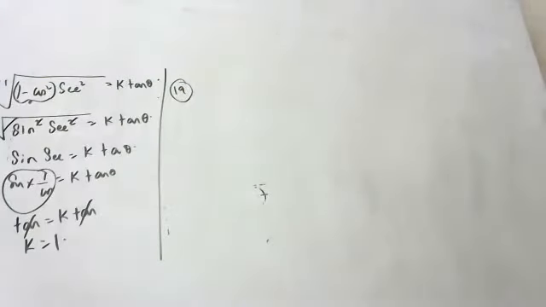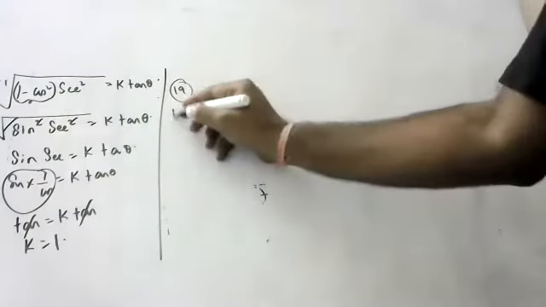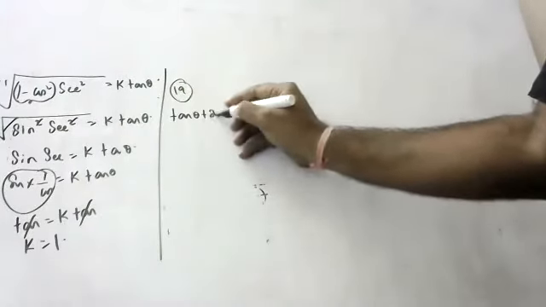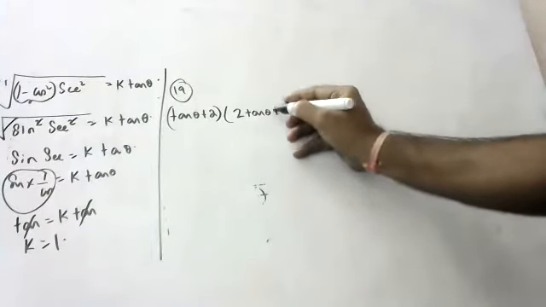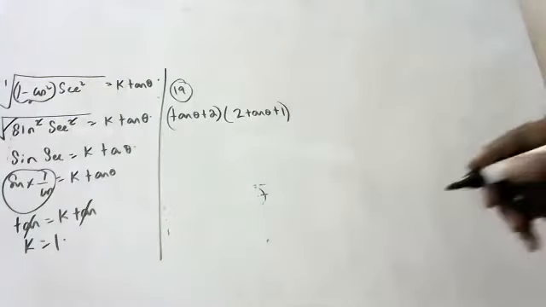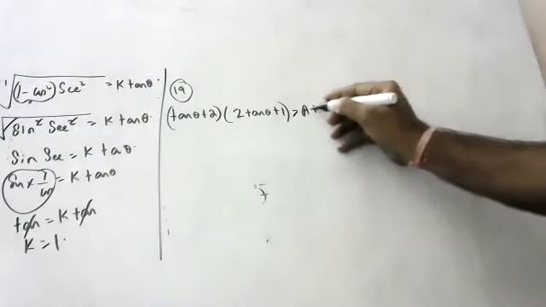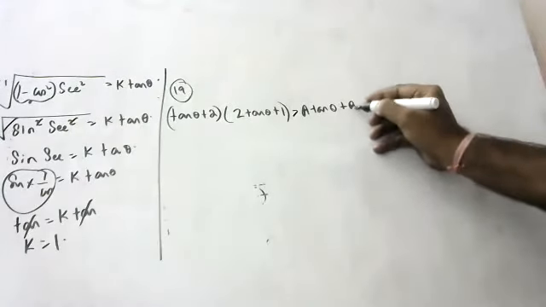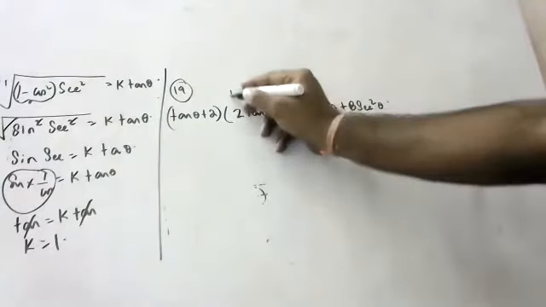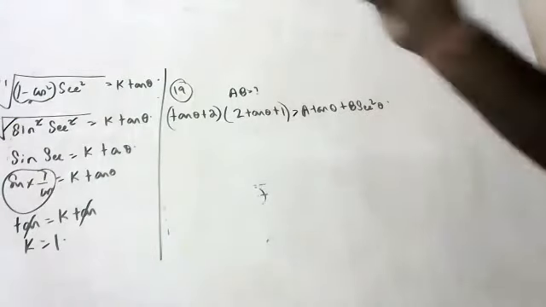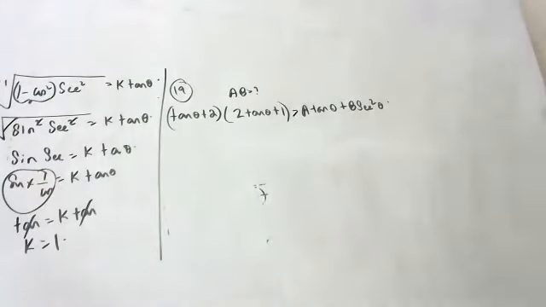So children, the question is tan theta plus 2 into 2 tan theta plus 1, is equal to a tan theta plus b secant square theta. Grishmita, can you try this sum? Then what is the value of AB, meaning A into B, they are asking, children.